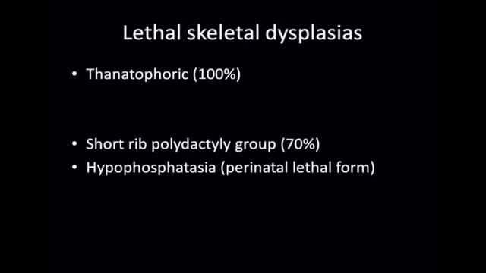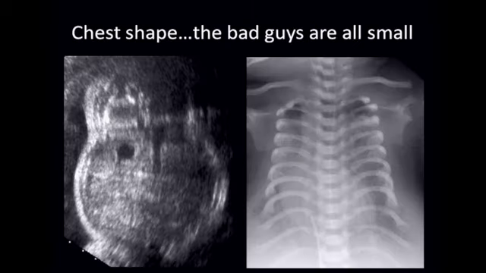All right, we mentioned 2 of those guys that went away. We mentioned 3 of those guys that went away. So now we're left with the short rib polydactyly group and hypophosphatasia. And the short rib polydactyly group, like I say, is not uniformly lethal, but there is a characteristic appearance. If the ribs are short, then your chest is going to be small. And anytime you see a fetus that you think has cardiomegaly, you need to ask yourself the question, is the heart big? Or is the chest small?